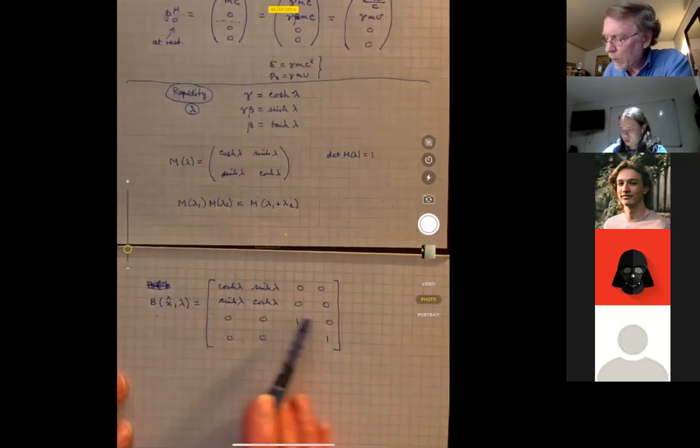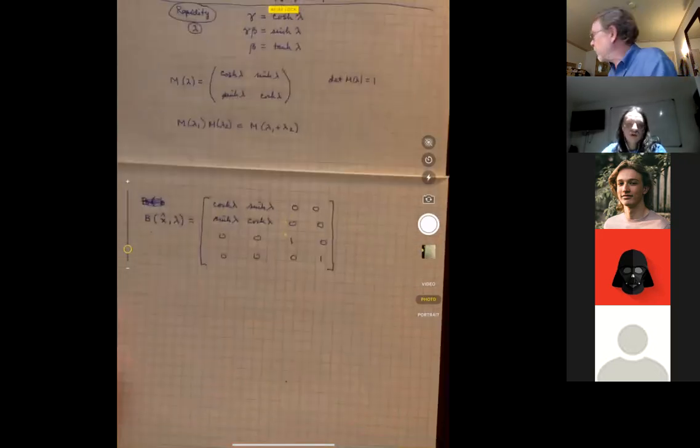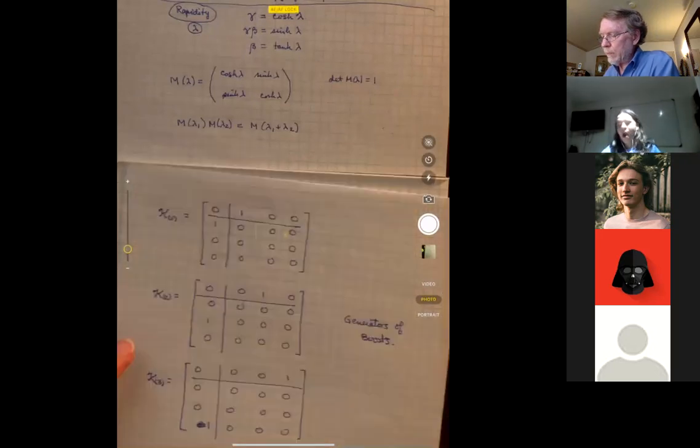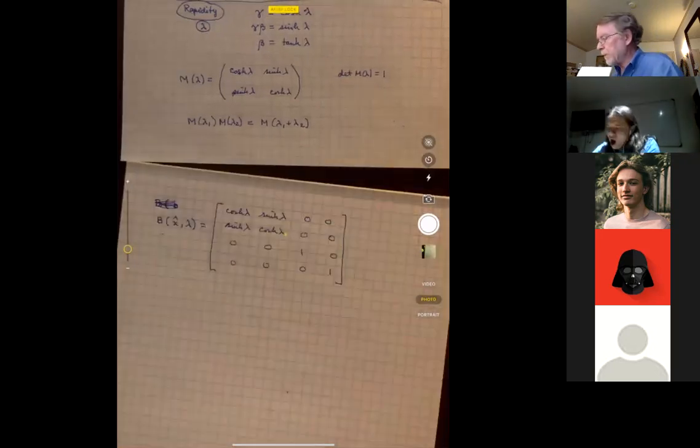Well, this is easy to generalize to boosts on the y and the z axes, and so I've summarized that for you here. Let me pull up the summary. Oops, wrong one. Let's pull up the summary here.